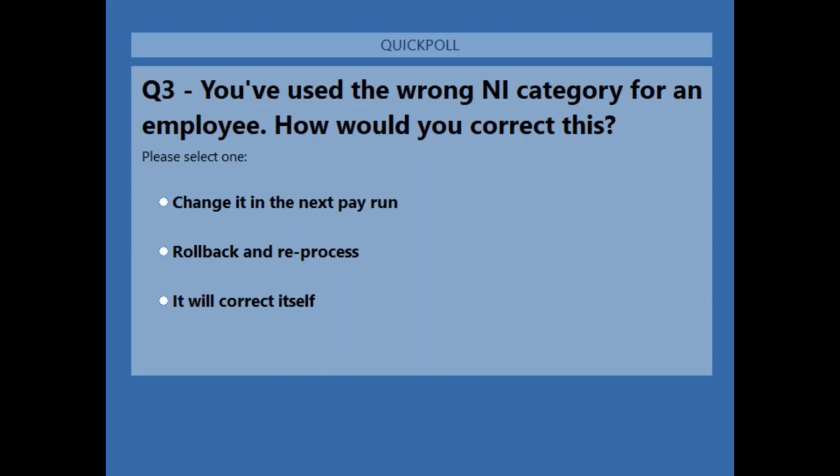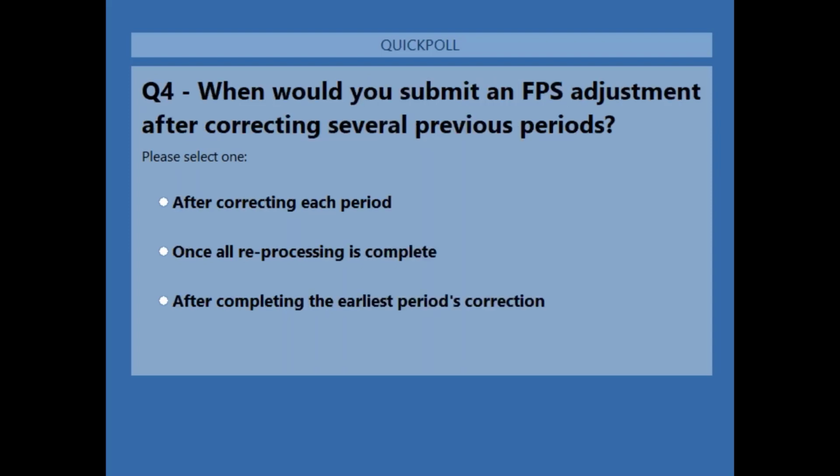Okay, so we will wrap that one up. So time is out for question number 3. So let us move on to the final question for this round, which is going to be question 4. So we'll launch that again. When would you submit an FPS adjustment after correcting several previous periods?